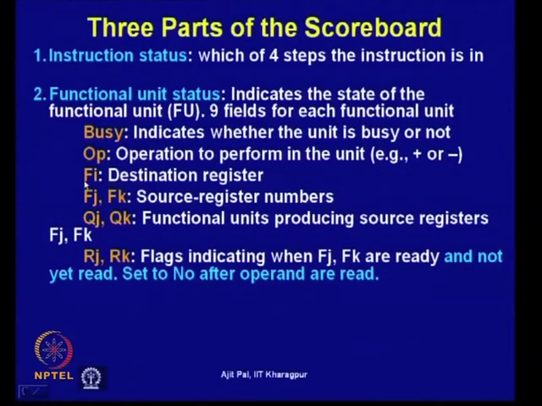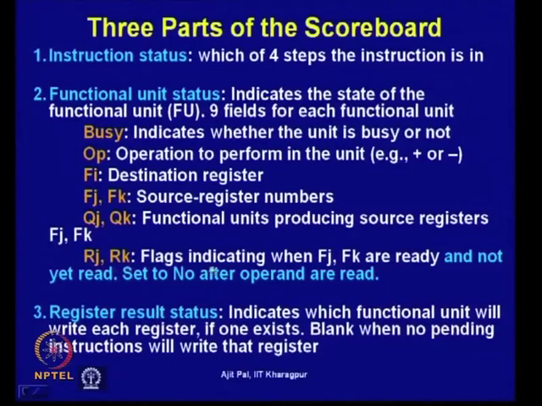divide and so on. Then Fi, the destination register for a particular functional unit, and Fj and Fk, the source register numbers, and Qj and Qk, the functional units producing the source registers. So, you can see it not only keeps track of the source register numbers, but also which functional units will produce the result and write into the registers. That is also maintained in this functional unit status database.